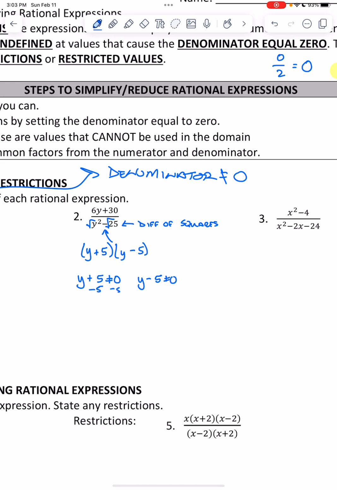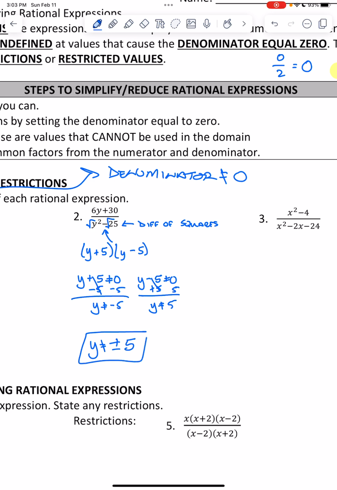So subtract 5, y cannot be negative 5, add 5, y cannot be 5. So our restrictions, y cannot be positive or negative 5, okay?